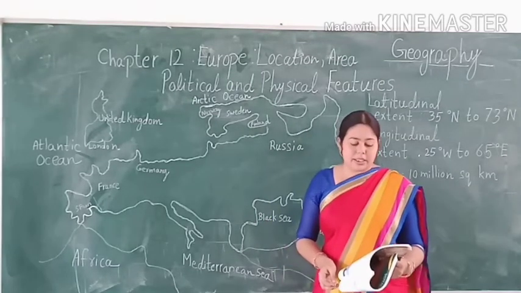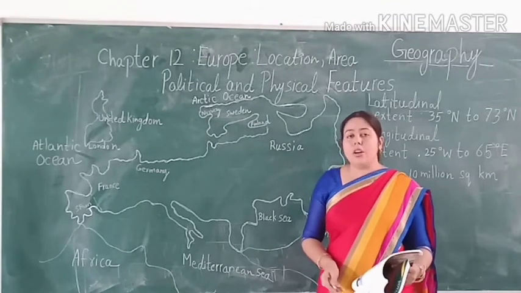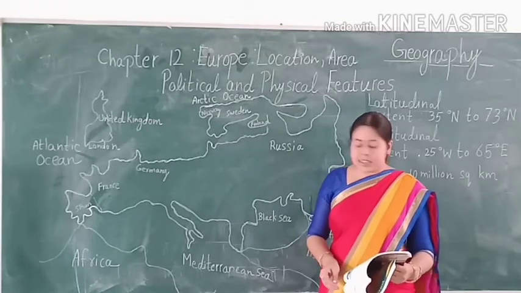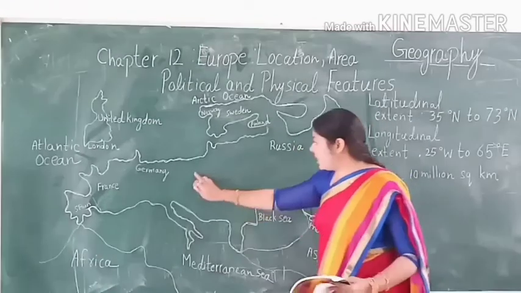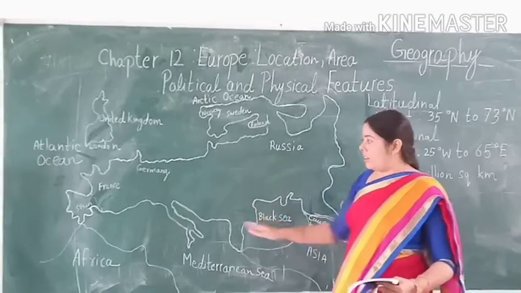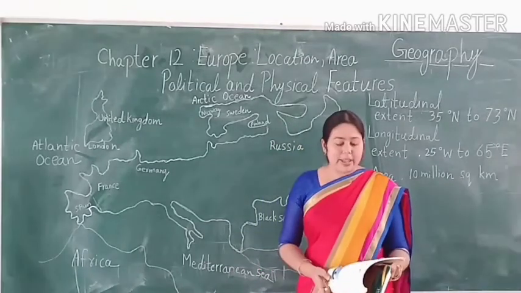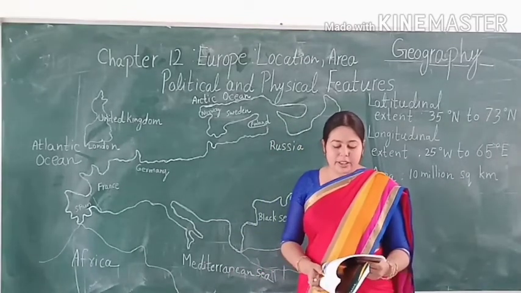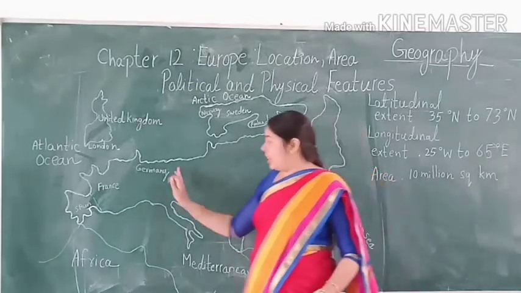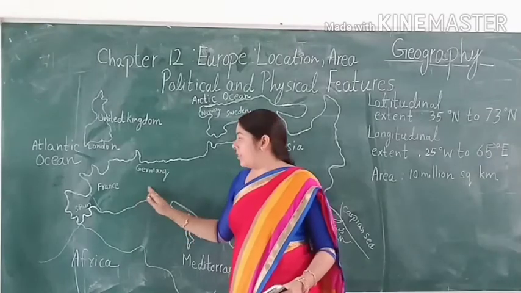Belgium, the Netherlands and Luxembourg are called the Low Countries. These countries lie on the low-lying plains in the west. And Germany, Austria, Switzerland, Poland, Hungary and Slovakia are some of the Central European countries. These countries are called the Central European countries.